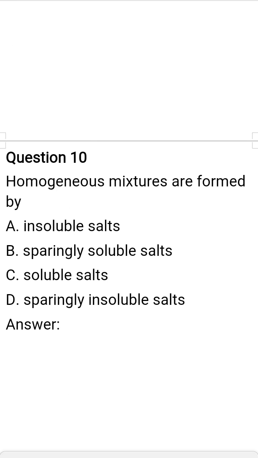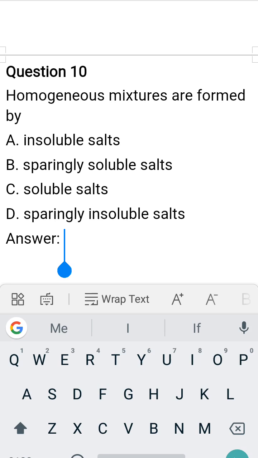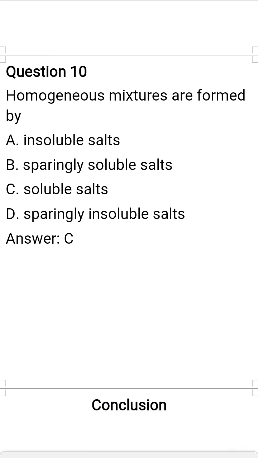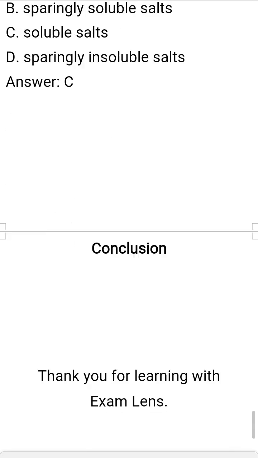Homogeneous mixtures are formed by insoluble salt, wrong. Sparingly soluble salt, wrong. Soluble salt, the answer is soluble salt. Soluble salts form homogeneous mixtures, while insoluble salts form heterogeneous mixtures. And so that's the end of the lesson.